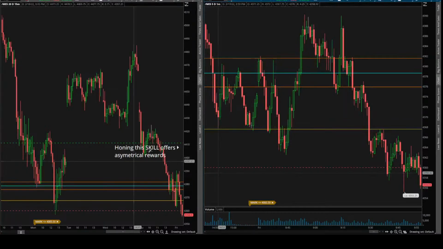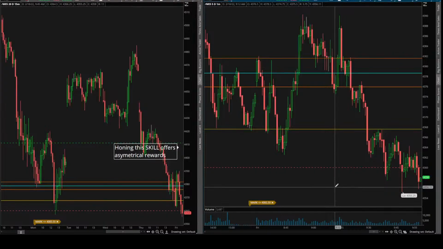Got to remember that honing this skill offers asymmetrical rewards. Asymmetrical. It's good to not get yourself in a hurry. It is a Friday, so traders are ending their week, settling up the score, taking money off the table.